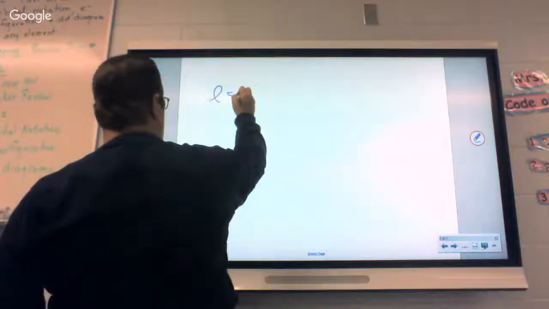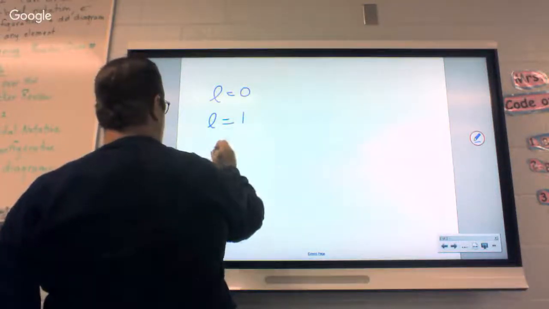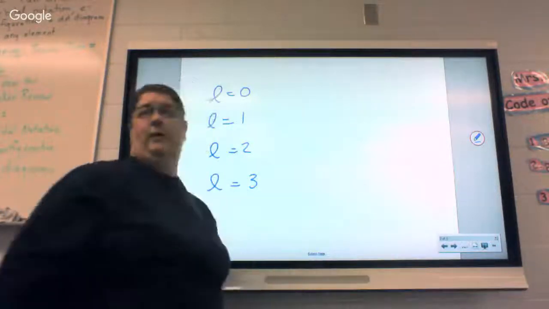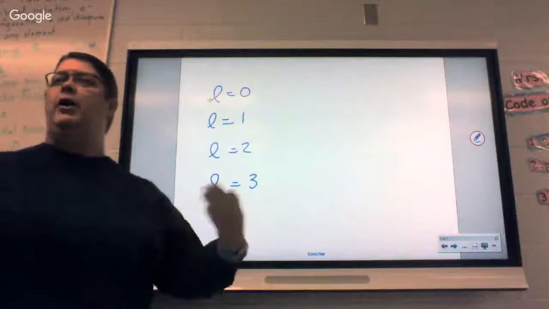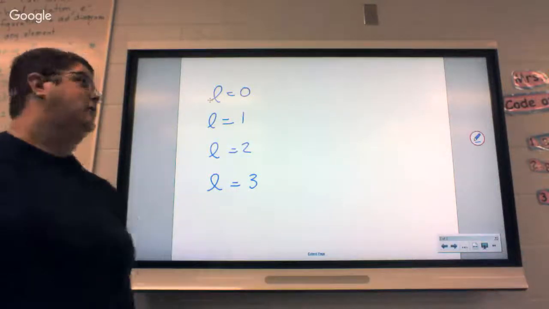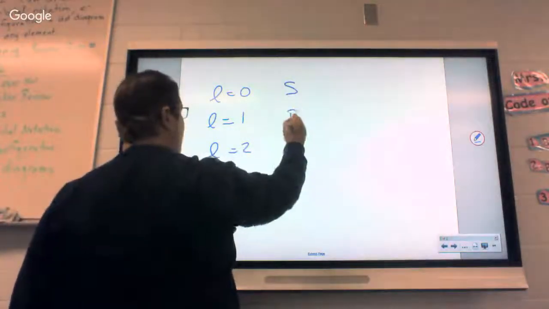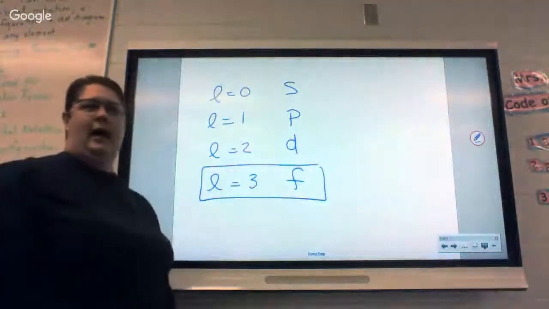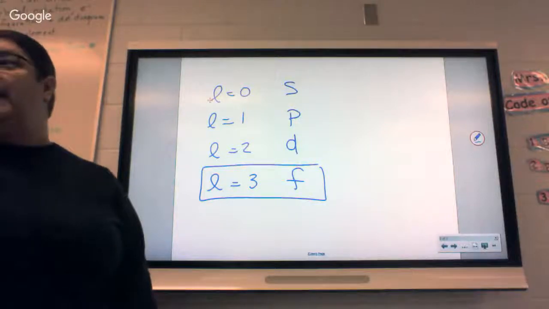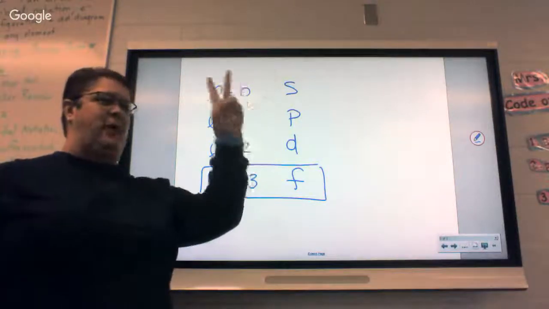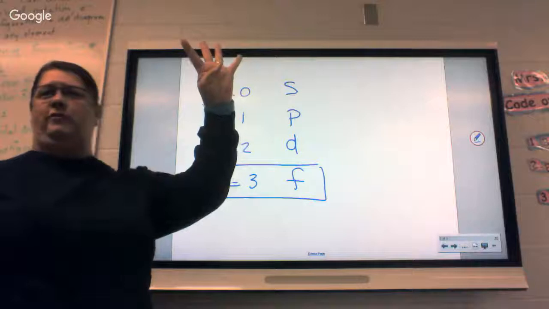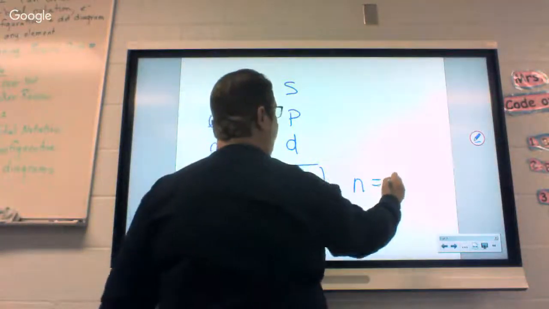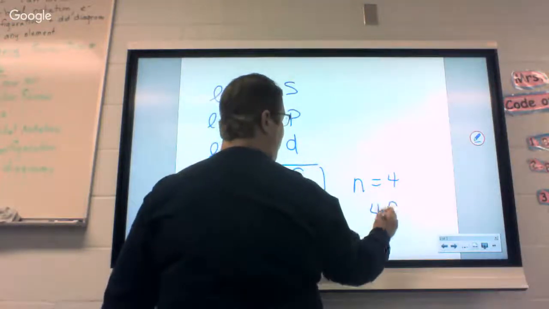If l equals 0, l equals 1, l equals 2, and l equals 3, I'm telling you what sublevel I gave you. Remember, they're the quantum numbers, not the quantum letters. So this is s, p, d, f. When I give you l equals 3, I'm giving you what sublevel? f. So to have an f, what energy level do you have to be? 4. n has to equal 4 for you to have a 4f.